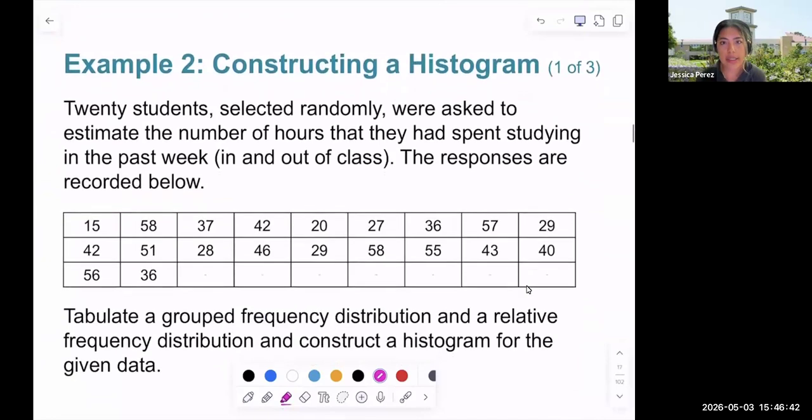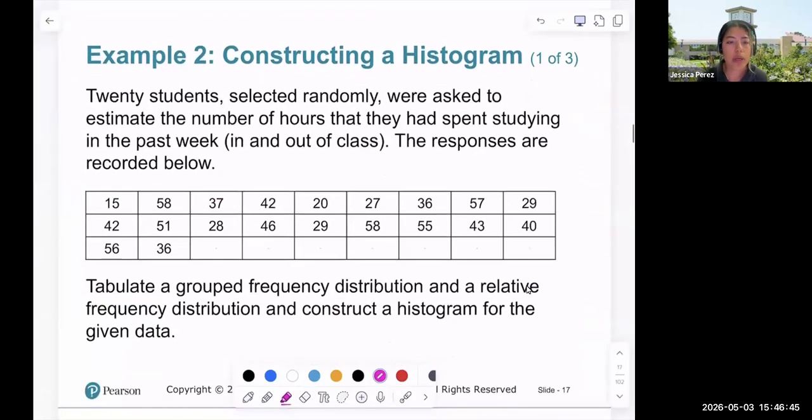This is an example where we want to tabulate a grouped frequency distribution and a relative frequency distribution, and construct a histogram from scratch. There are 20 students, so the value of n is 20. They were selected randomly and asked to estimate the number of hours they spent studying in the past week, in and out of class. The responses are recorded below. We want to tabulate a grouped frequency distribution and a relative frequency distribution and construct a histogram for the given data. So first, we want to look at the data that we have.